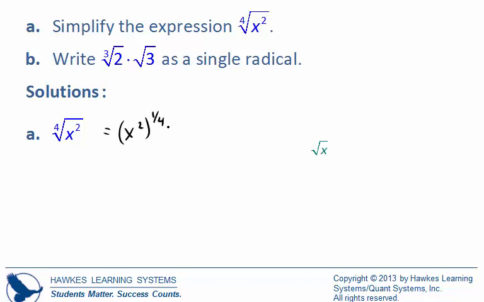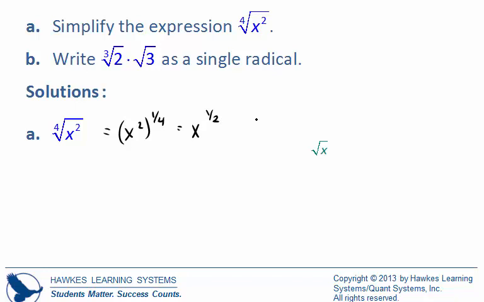So this one actually isn't too bad. The fourth root is the same as the 1/4 power, and so we have x to the 2 times 1/4 power, which would be 2/4, which would be 1/2. So we have x to the 1/2 power.